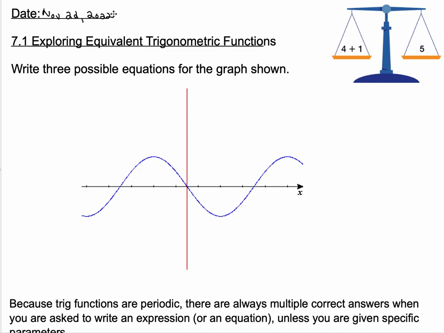And the first job here is to write three possible equations for the graph shown. The problem is the axes aren't labeled very well, and I don't really want you to get too crazy with transformations, so I'm going to adapt them so that they fit. So that we don't have to worry about putting all kinds of transformations into things.